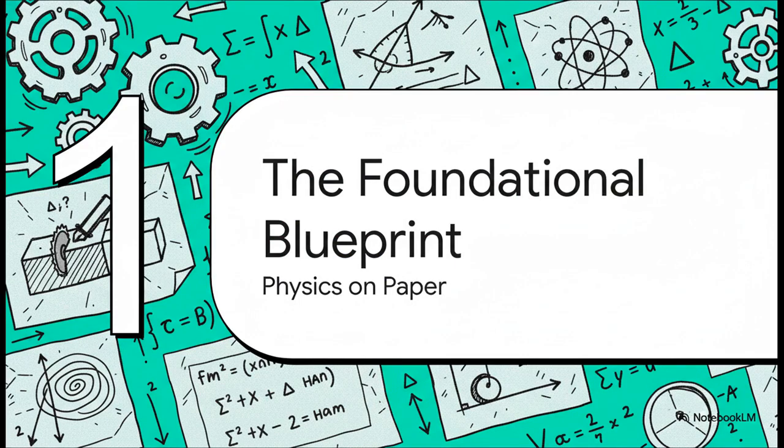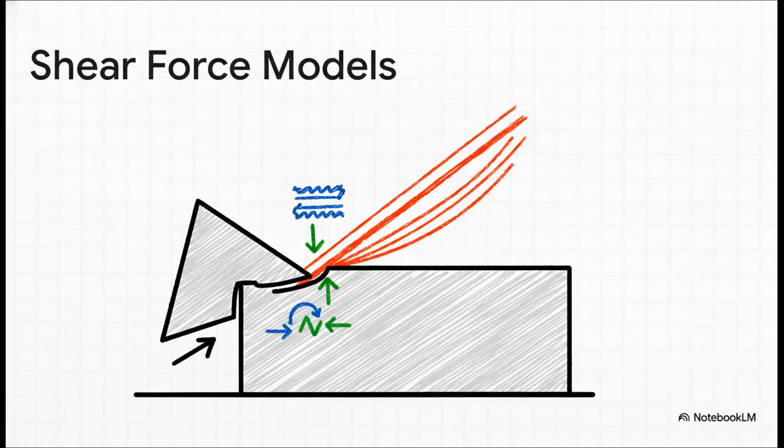So how in the world did we first start to even understand, let alone predict, this incredibly important force? Well, it all started not with supercomputers, but with the fundamental laws of physics, sketched out with a pencil right on a piece of paper. The original way of thinking was based on something called shear force models. The basic idea is that when you cut something, the material deforms and breaks along this tiny, tiny line called a shear zone.